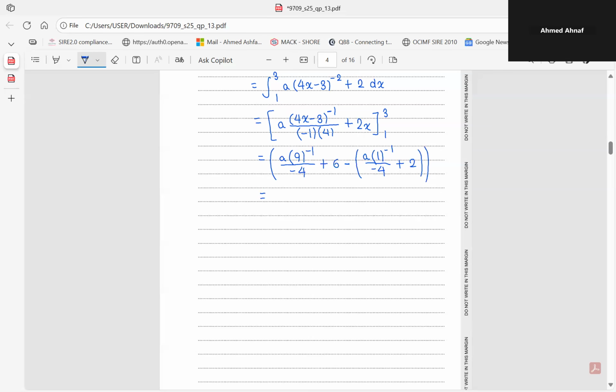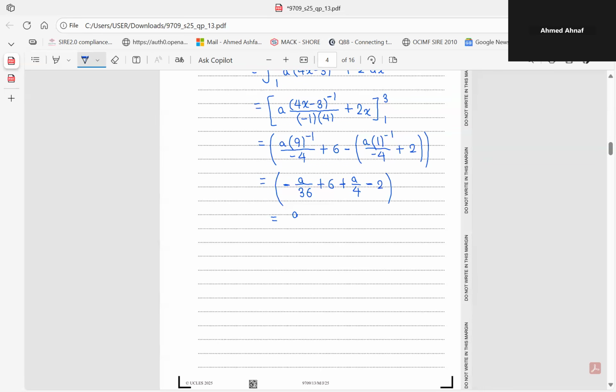So let's simplify all this. So we would get minus a over 36 plus 6 minus minus a over 4. So this would just be plus a over 4 minus 2. So simplifying this, we'll get a over 4 minus a over 36 plus 4. That's equals to 1 over 4 minus 1 over 36 a plus 4. That's 2 over 9 a plus 4.